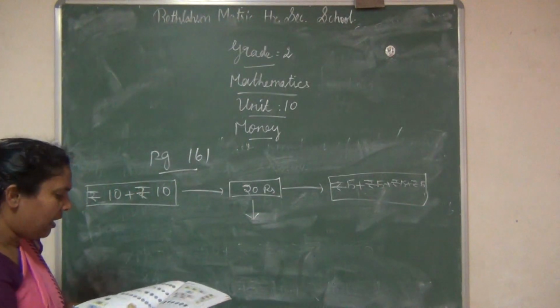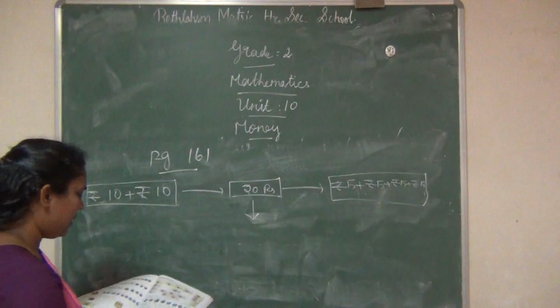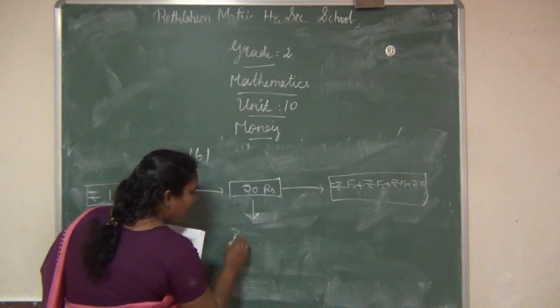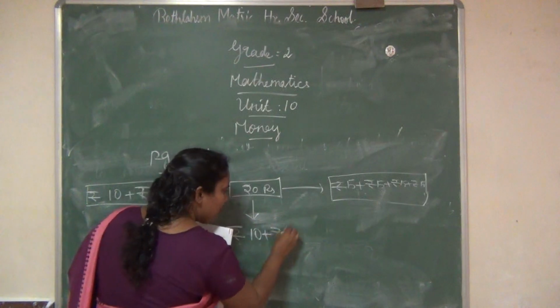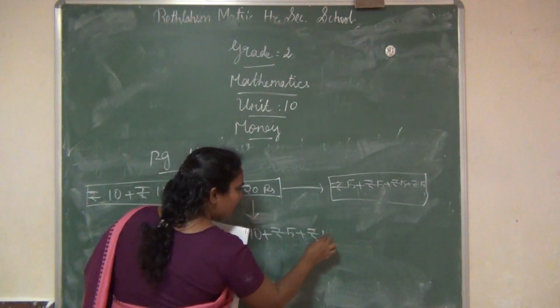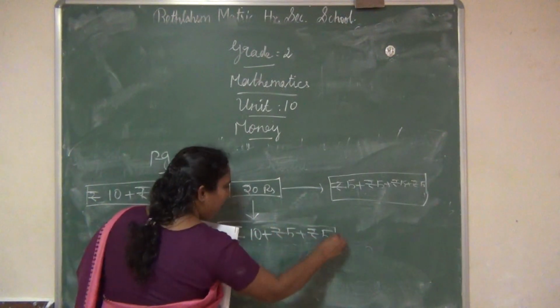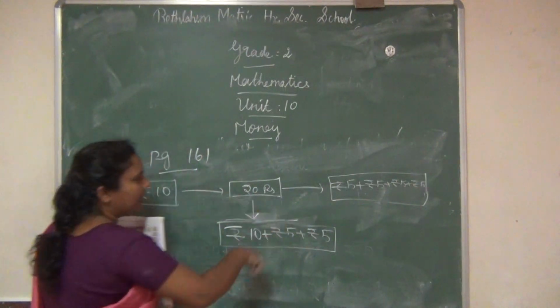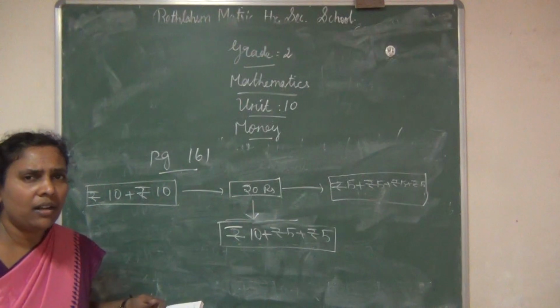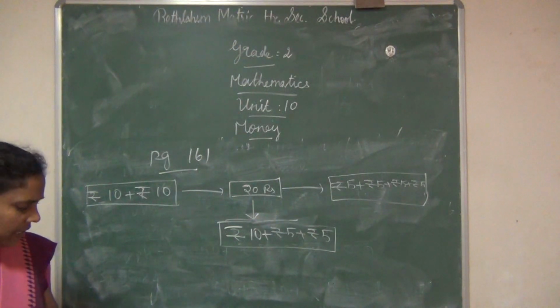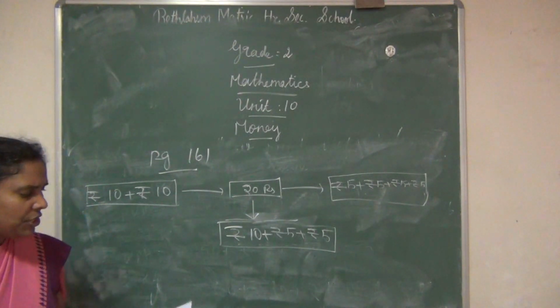One more. Listen. Here also we need 20. See it? So you should add rupee 10 plus rupees 5 plus rupees 5. If you add 10 plus 5 plus 5, you will get the answer 20. Do you understand this, everyone? Yes. Take next page. Page number 162.